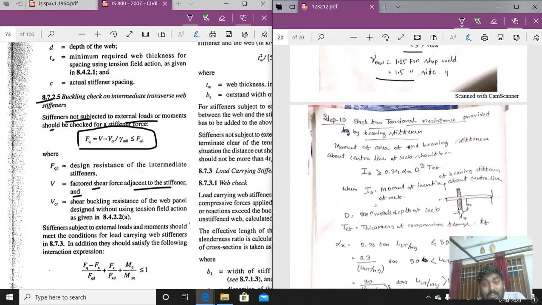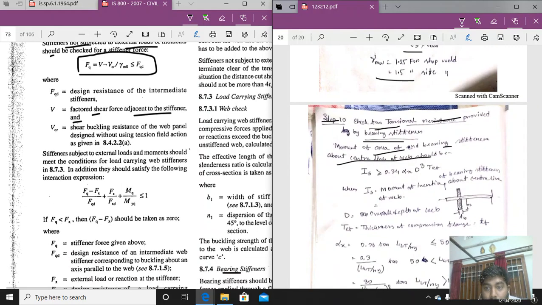Last thing, step number 10, is the check for the torsional resistance provided by the bearing stiffener. Moment of area of the end bearing stiffener about the center line of the web should be. Now it is as per the clause number.